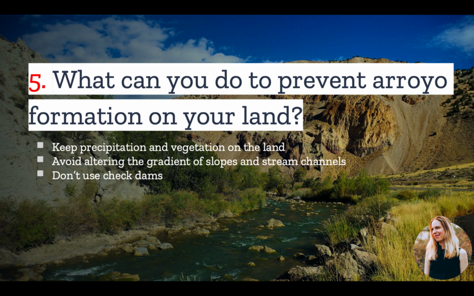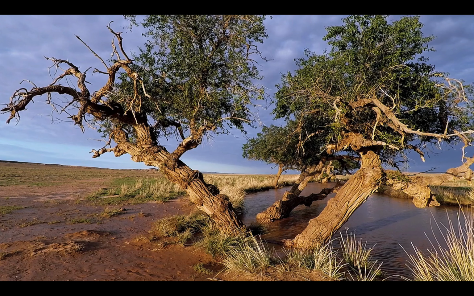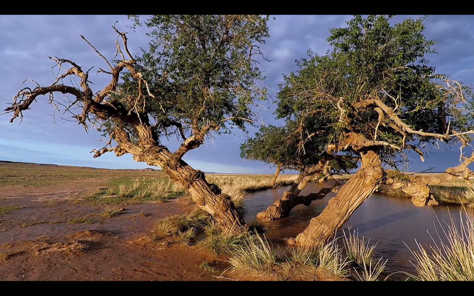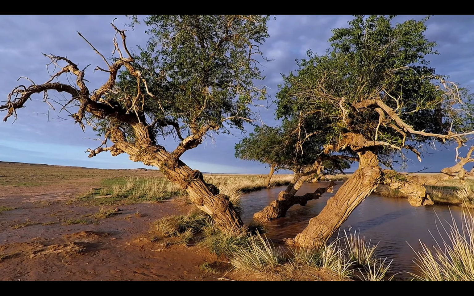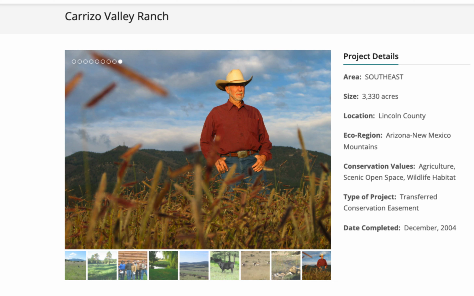There are, however, some erosion control techniques you can use, like contour farming, using row patterns that run nearly level with the hill. Swales, boomerangs, or surge basins can all be effective, and adding mulch or organic matter is a good erosion control technique. Finally, you can also undertake full-on stream restoration if there is already an arroyo on your land. This is exactly what Sid Goodloe did.